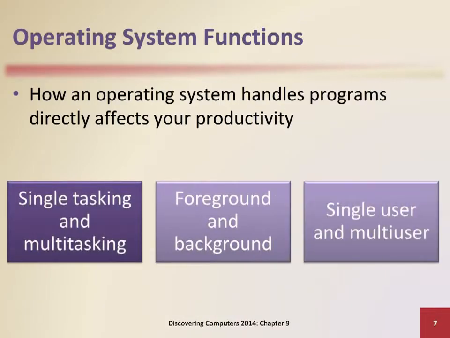How an operating system handles programs directly affects your productivity. Multitasking is working on two or more programs that reside in memory at the same time. In the foreground is the program you are currently using, in the background are the programs that are running but you are not currently using.